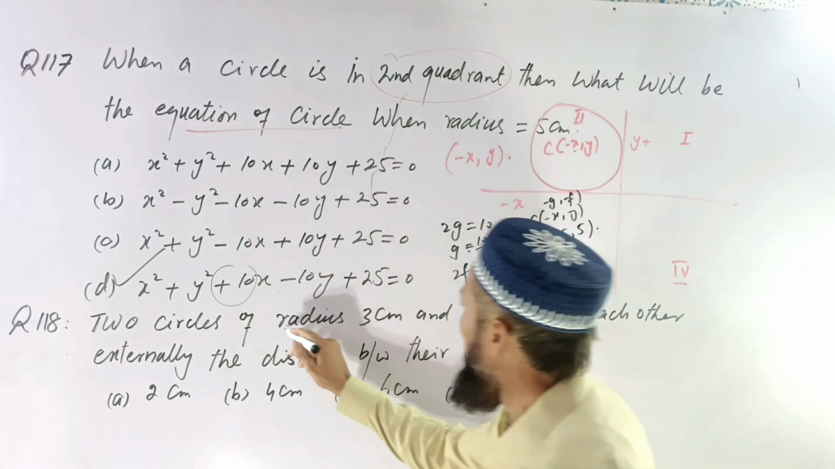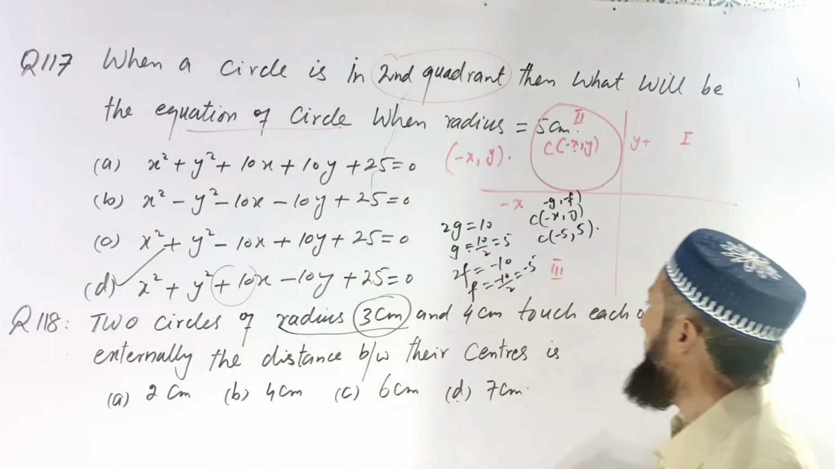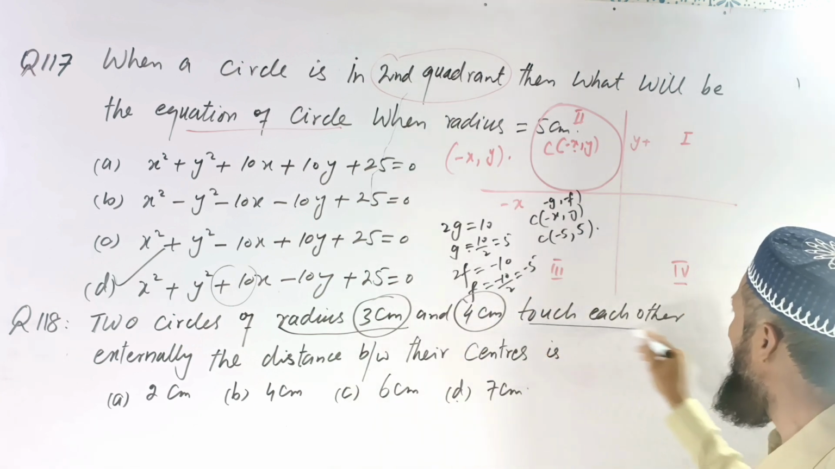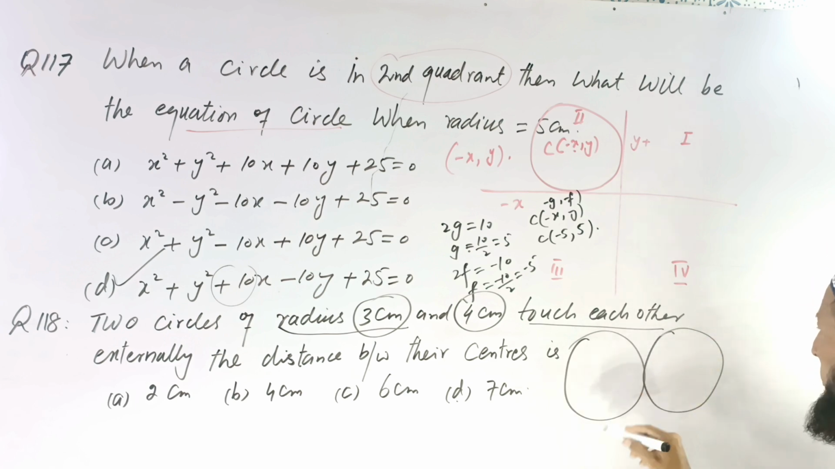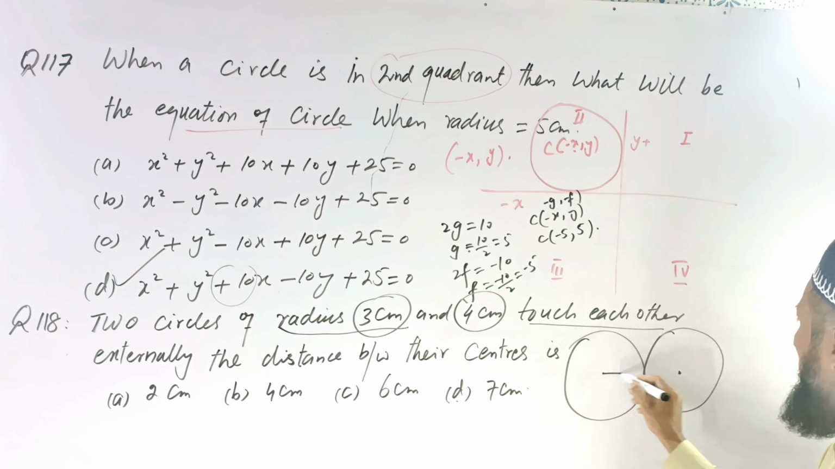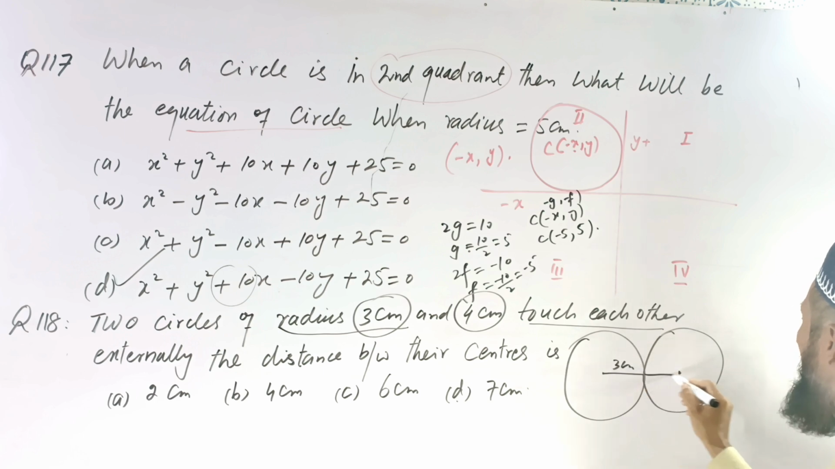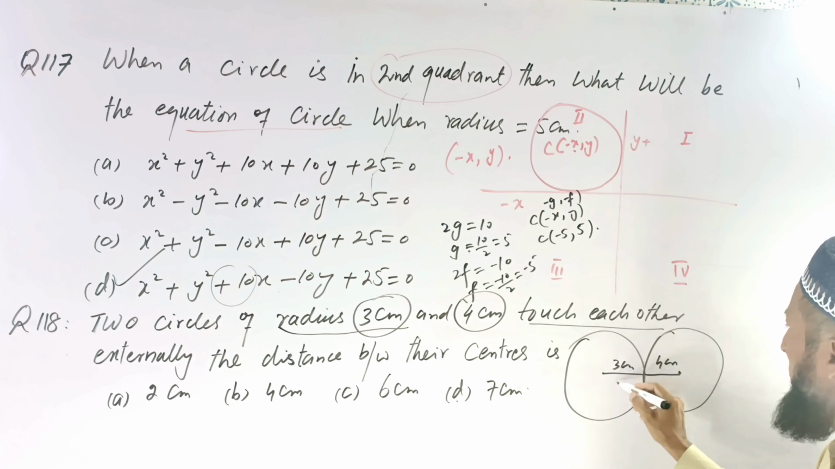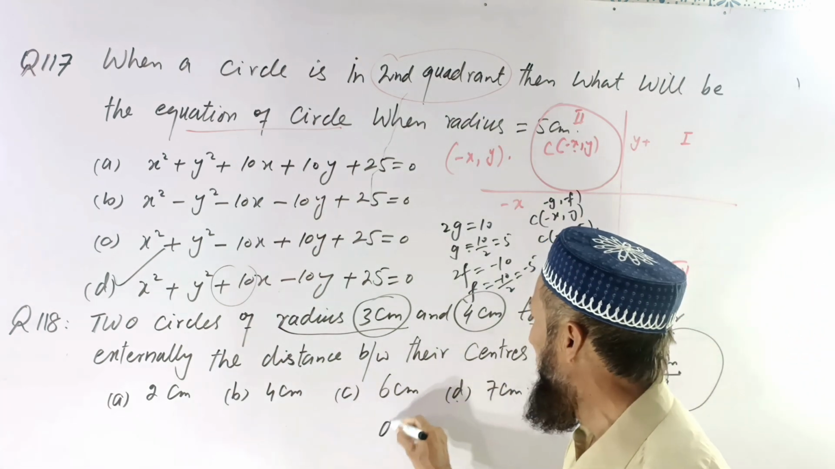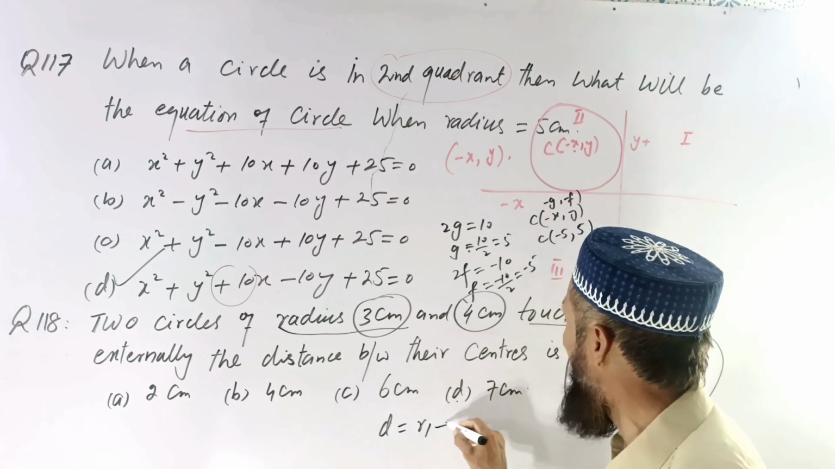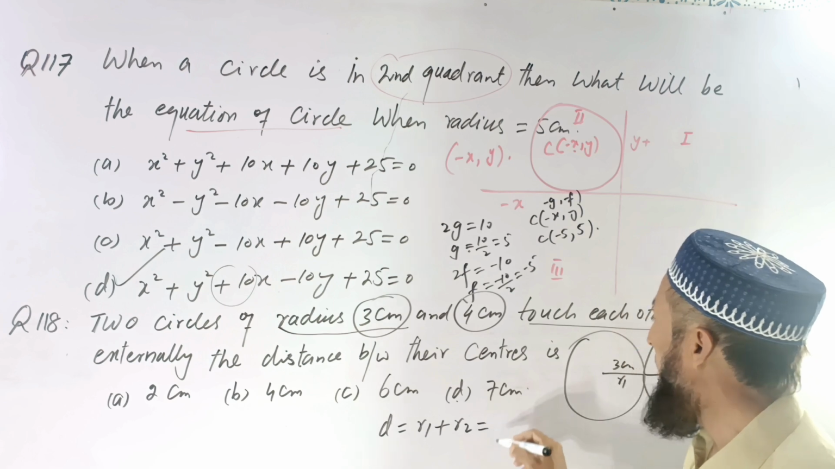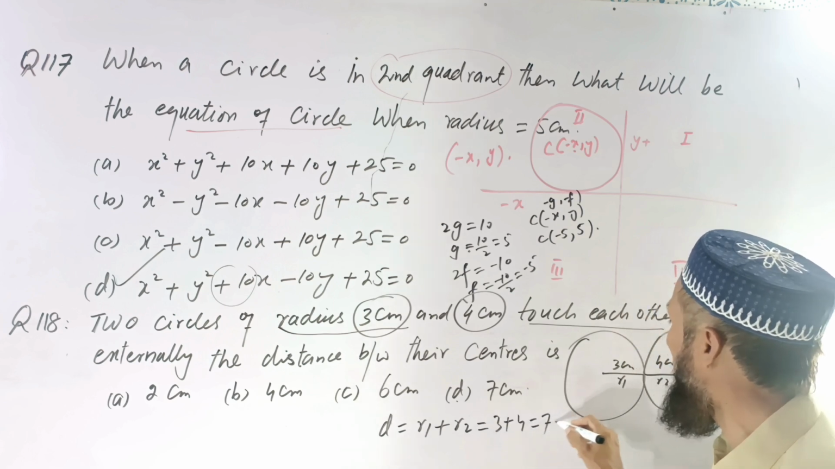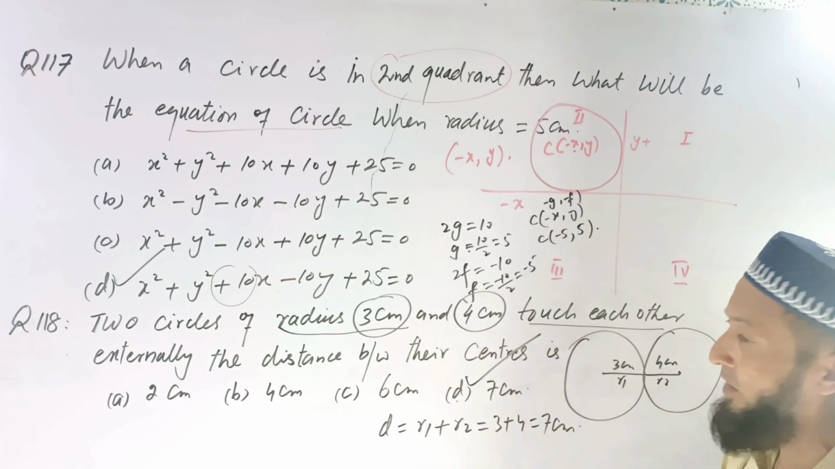Two circles with radii 3 cm and 4 cm touch externally. If two circles touch externally, this is the center, this one is 3 centimeter and this one is 4 centimeter. The distance between their centers, according to the definition of external touching, is r1 plus r2, which is 3 centimeter plus 4 centimeter, so we get 7 centimeter. So option D is the correct option.